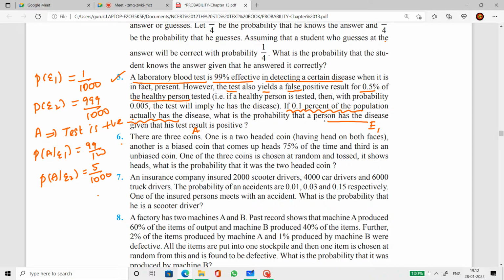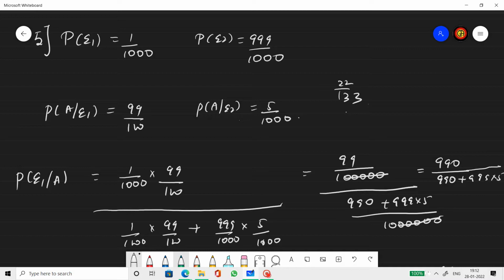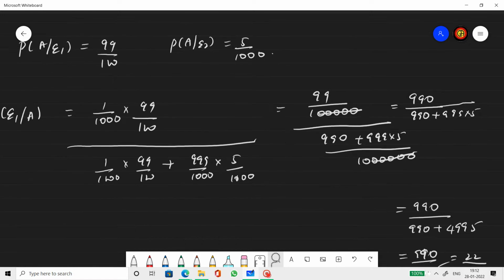And what they want us to find is P of E1 given A. So all the events that I defined over here, I've taken those values on the blackboard. So P of E1, P of E2, P of A given E1 and P of A given E2. So it's 1 by 1000 into 99 by 100 divided by P of A, which is the total probability.